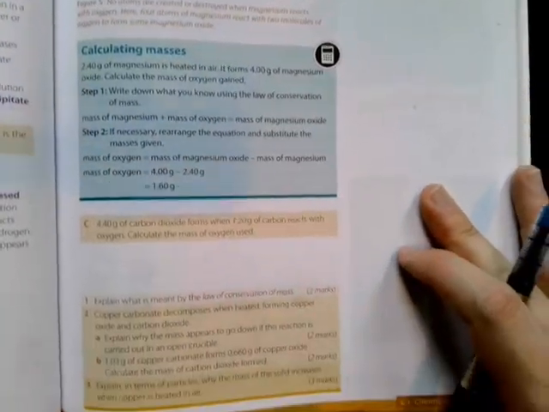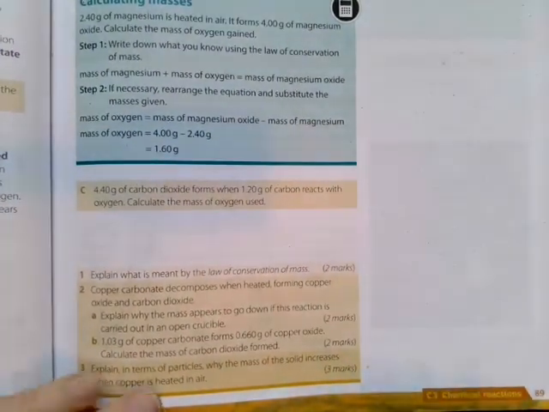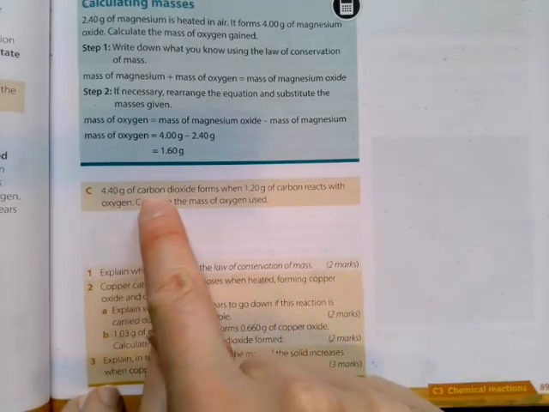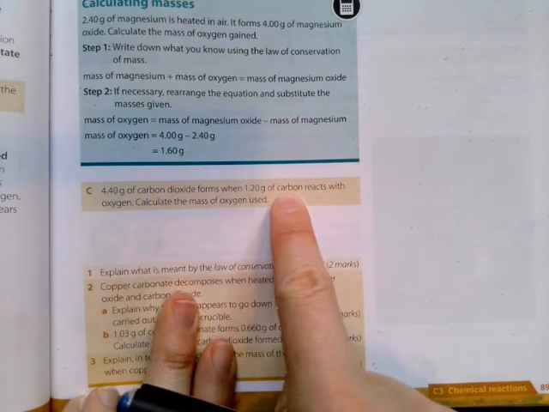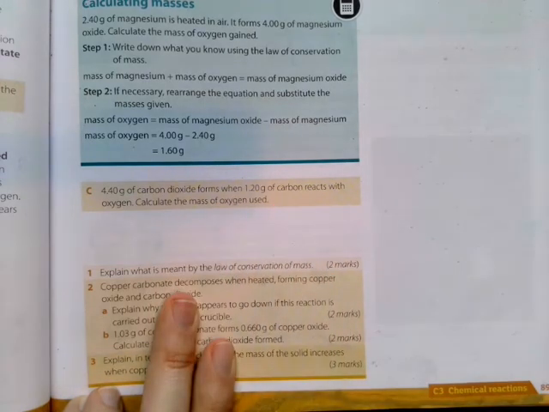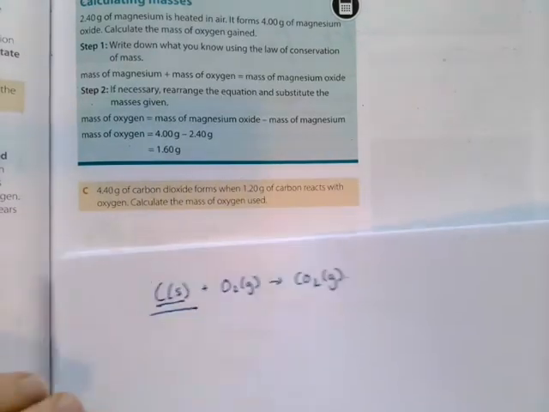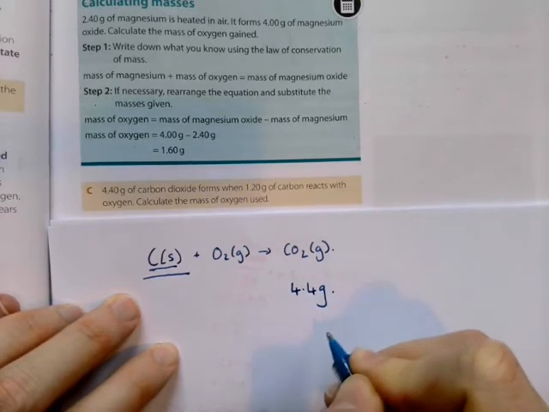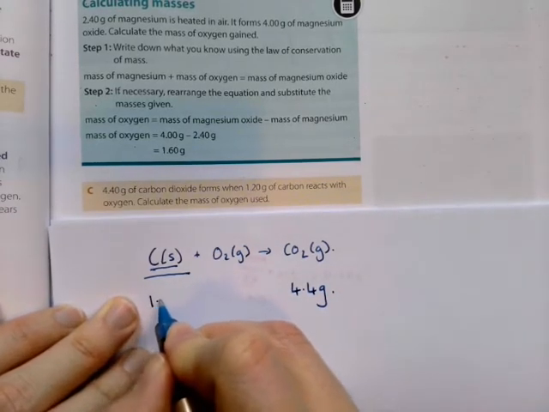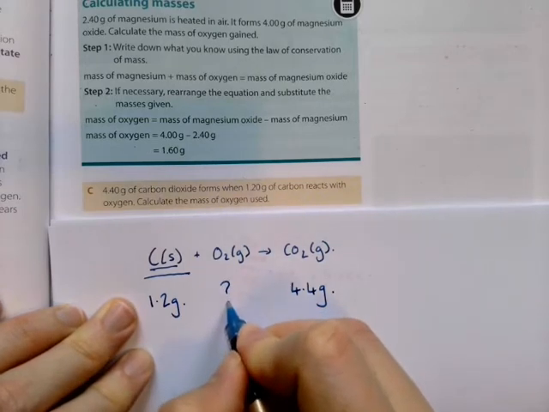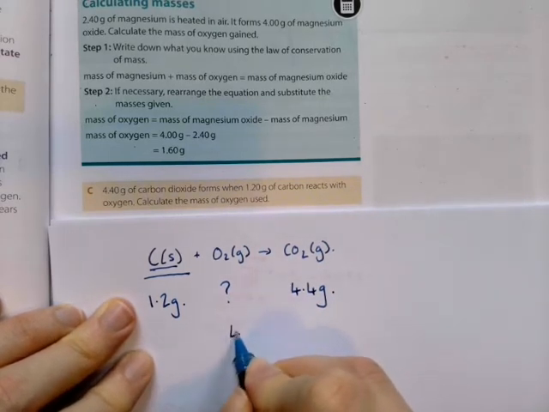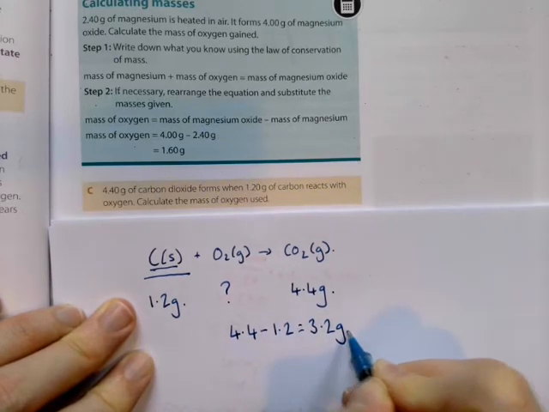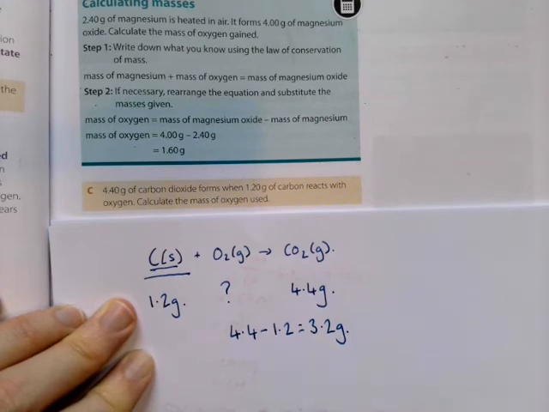If at any point you're not sure about one of these answers, just pause it, rewind it, listen to it again, make sure you understand it. 4.4 grams of carbon dioxide forms when 1.2 grams of carbon reacts with oxygen. Calculate the mass of oxygen used. So we're making 4.4 grams of carbon dioxide. We're reacting 1.2 grams of carbon. So how much oxygen do we use? Well, it's going to be 4.4 minus 1.2, which is 3.2 grams of oxygen.